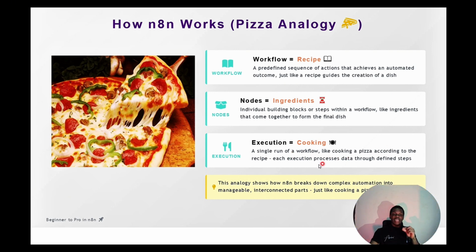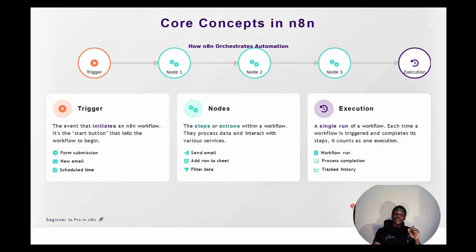So what is execution? Execution is like cooking a pizza. It is a single run of a workflow, like cooking a pizza according to the recipe; each execution processes data through defined steps. When you run a single execution, it goes through your workflow, that is, it goes through each node to perform that specific task. So this analogy shows how n8n breaks down complex automation into manageable, interconnected parts, just like cooking a pizza.